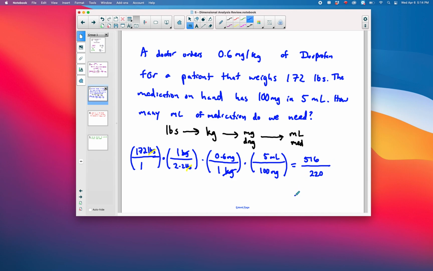So how many milliliters of the pure drug am I going to give? Well, we do 516 divided by 220, which is roughly 2.3, rounded to 2.3 milliliters. If you divide those, I know my answer is in milliliters because kilograms cancel with kilograms, milligrams cancel with milligrams, and the only thing that's left is milliliters. That's the only unit that did not cancel.